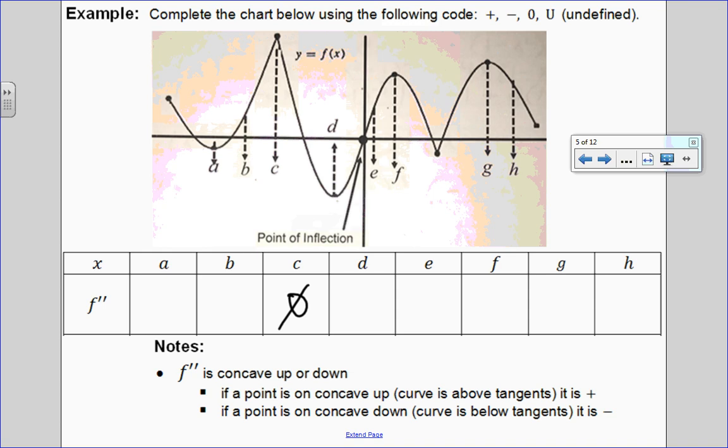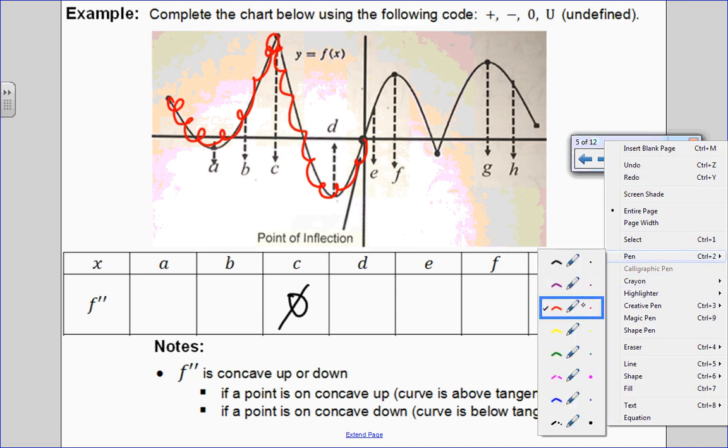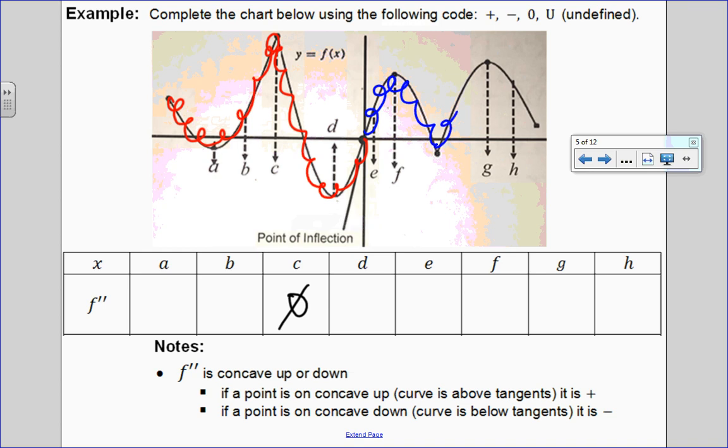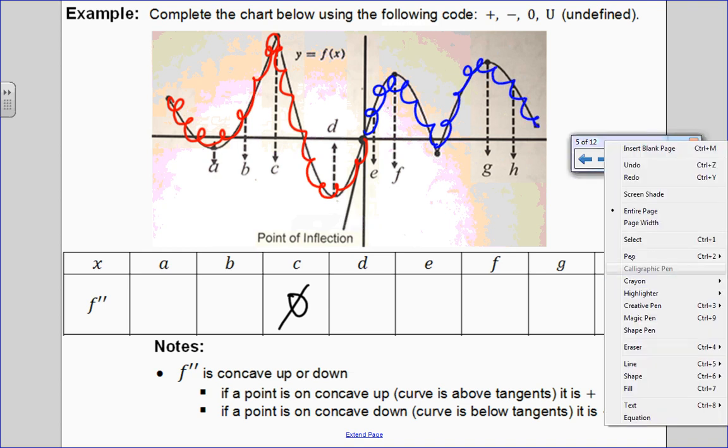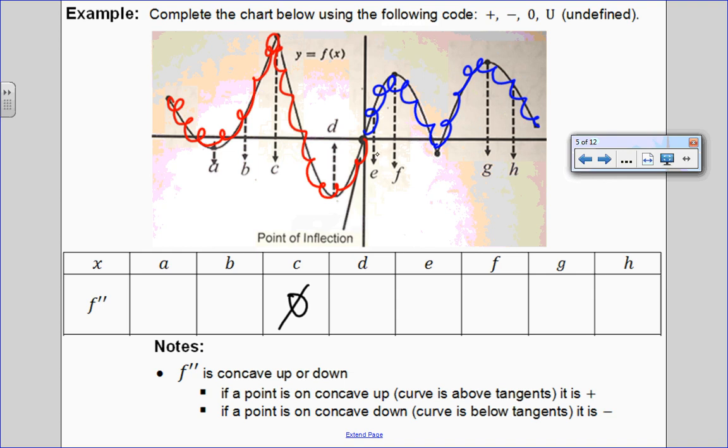So for the second derivative, I'm going to look at intervals of concavity. I'm going to mark where it is concave up. I'm also going to mark where it's concave down. Any point that lies on where it's concave up, the curve is going to be above the tangent lines, so it will be positive. So that means that A is positive, B is positive, C does not exist, D is positive. And then I look at where they are concave down. Any point on concave down: E, F, G, and H. Okay, and you'll notice the inflection point right here where it changes from concave up to concave down.